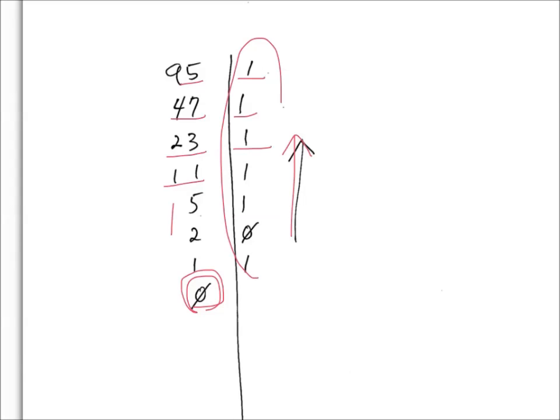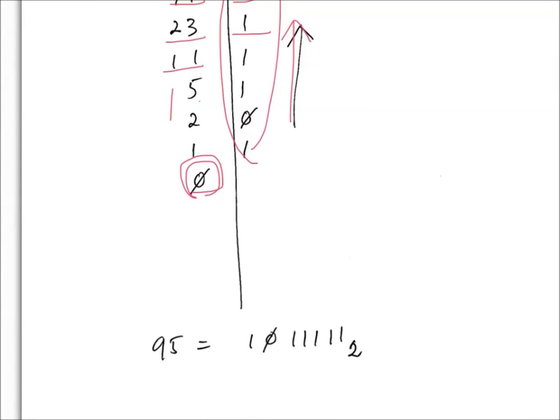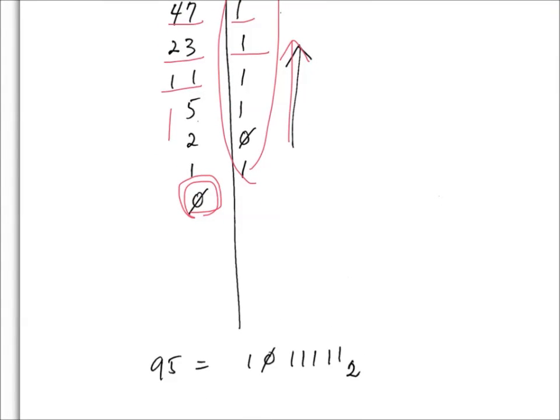all the remainders. So if you collect them, 95 will be 1011111 in the binary system.